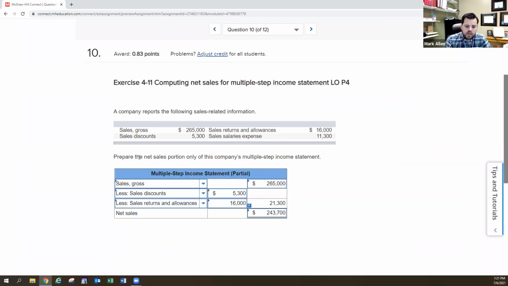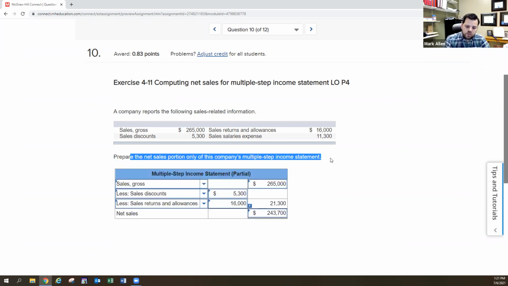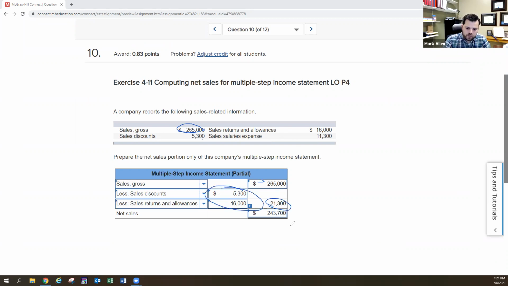Number 10, all right, they tell us here, prepare the net sales portion of the company's multi-step income statement. Well, we talked about net sales earlier, so all we're doing here is plugging everything in. We've got our gross sales 265, drops straight in there. We've got our sales discounts, sales returns, and allowances. Boom, boom. Those two things drop straight in, giving us a subtotal here for our contra accounts, giving us a total for net sales.